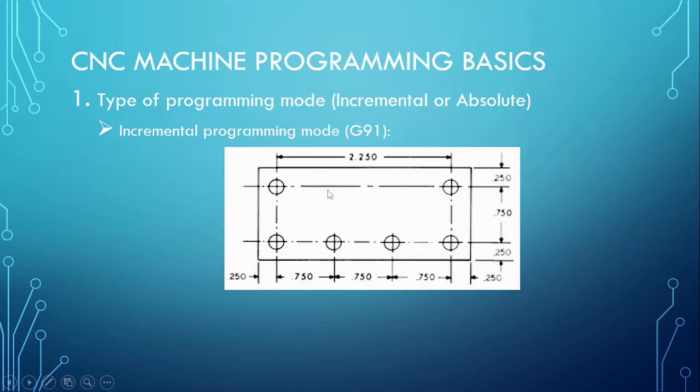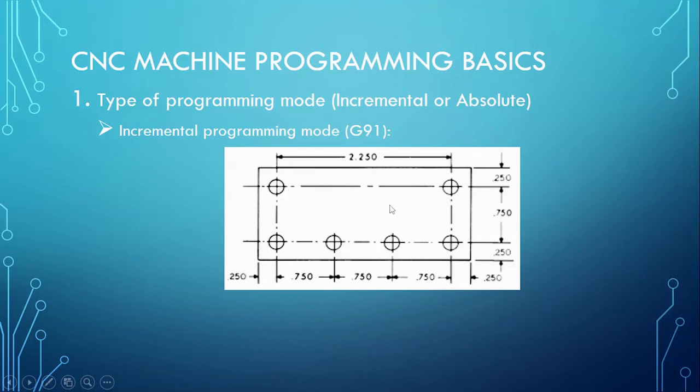So, for instance, if you look at this diagram, the hole here, the hole here, the hole here, they are measured from the previous hole. So the center of this hole is measured from this edge, which is 0.250 mm, and the center of this hole is measured from the center of this, which is 0.75. The center of this is measured from the center of this, which is 0.75. The center of this is measured from the center of this, which is 0.75 as well, and so on.